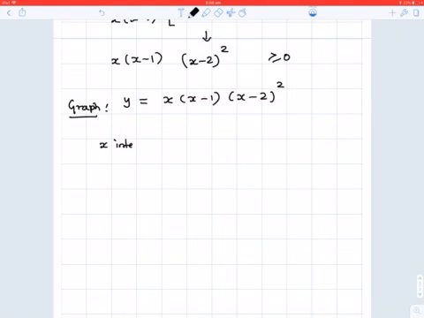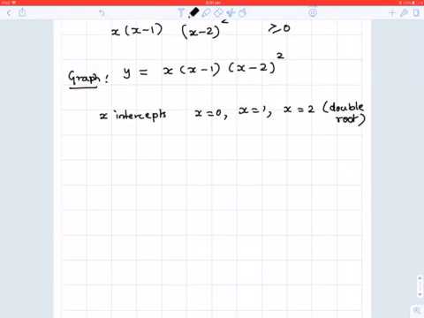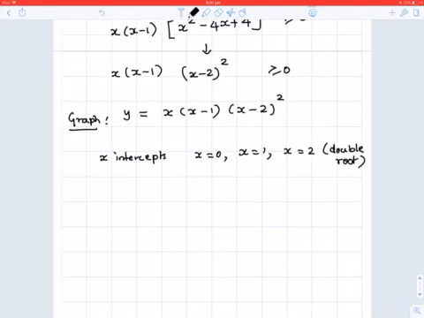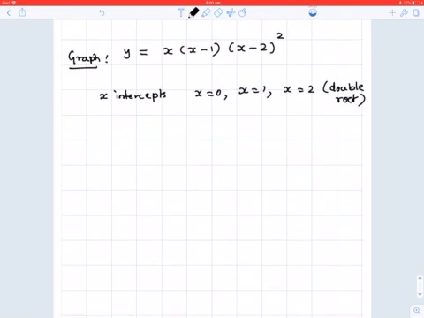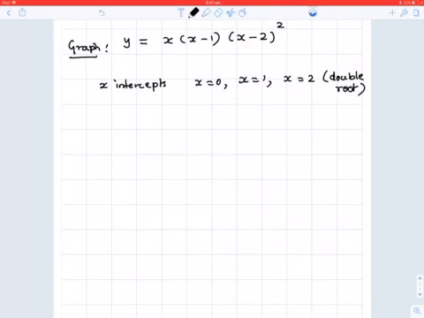So I'm going to graph this. First of all, the x-intercepts for that graph would be x equal to 0, x equal to 1, x equal to 2, and that's a double root. I'm not going to do a proper graph. I'm just going to do a sketch that gives me an idea to decide the inequality.